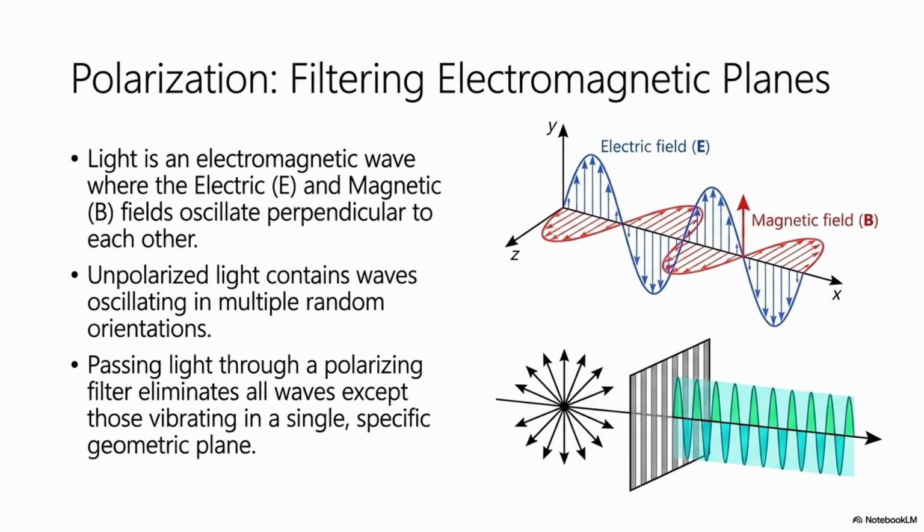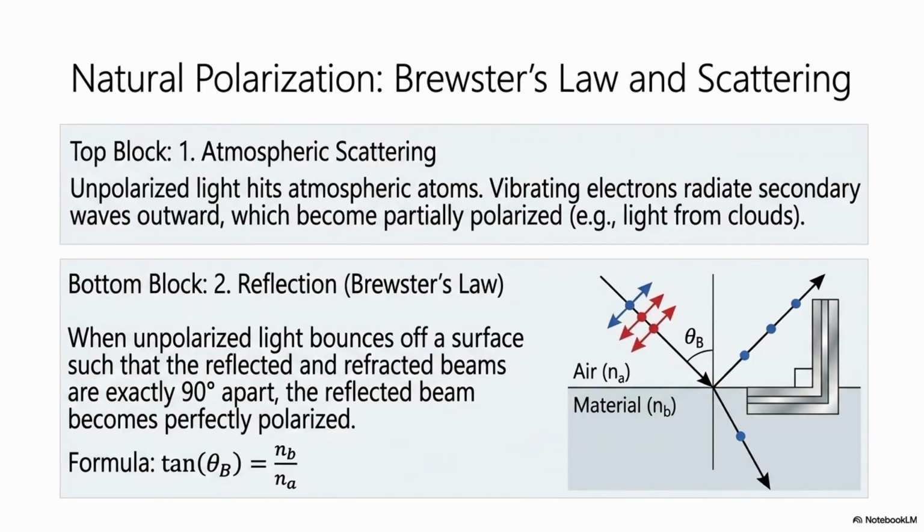But how does this happen in nature without manufactured plastic? Moving to slide 14, we look at natural polarization. Nature has its own invisible picket fences. The slide outlines atmospheric scattering. When unpolarized sunlight hits atoms in our atmosphere, the vibrating electrons radiate secondary waves that become partially polarized. So when you look at a blue sky, you're seeing geometrically filtered light.